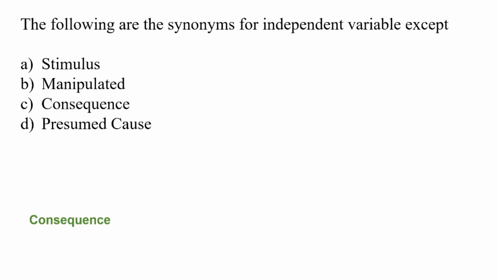Or if your presumed cause, if something is changing in a particular condition, that is changing the results, then the presumed cause is the independent variable. But amongst these four options, I think consequence doesn't really relate much to the independent variable. It's more of a dependent variable, because consequence means result. It depends on something that has already happened. So consequence, I think he's correct. Consequence checks out for this question. Correct.